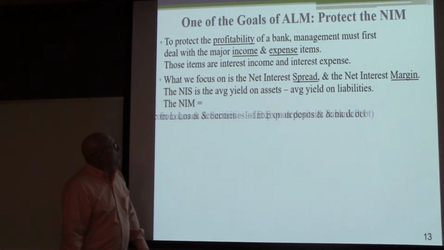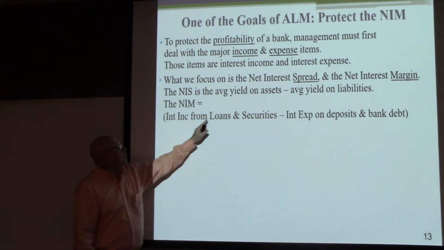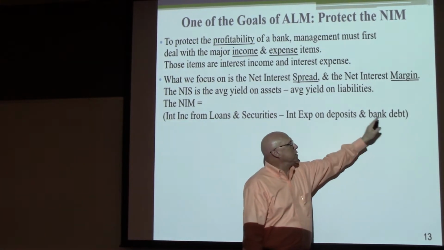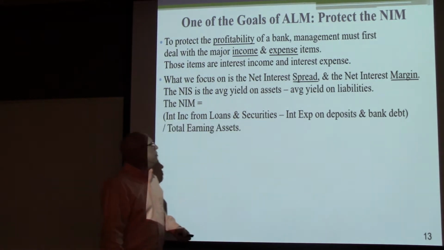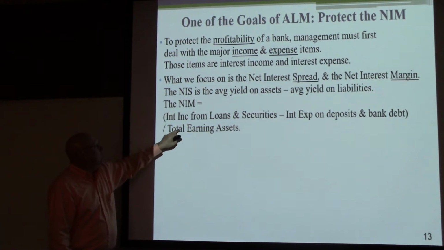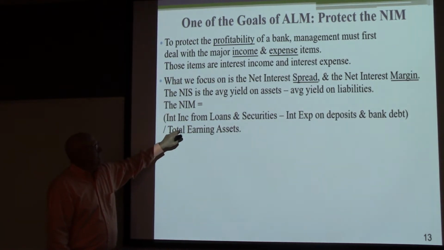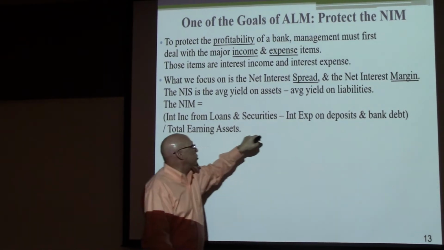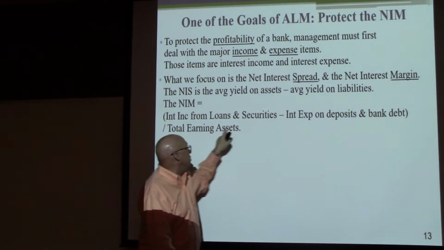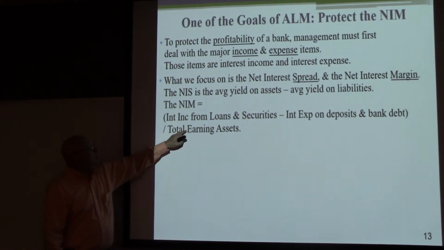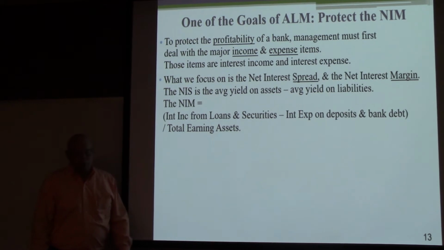The net interest margin is income from loans and securities minus interest expense on deposits and bank debt divided by total earning assets. We do this so that we can compare banks of different size. Net interest income is this minus this. Net interest margin is this minus this divided by total assets. So these are the things that we're looking at, particularly the net interest margin.